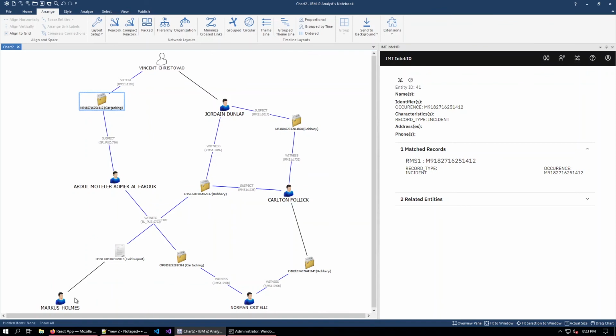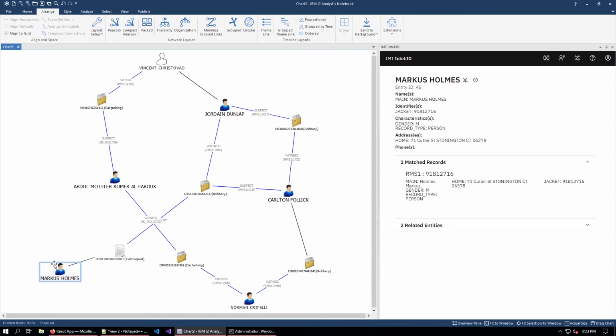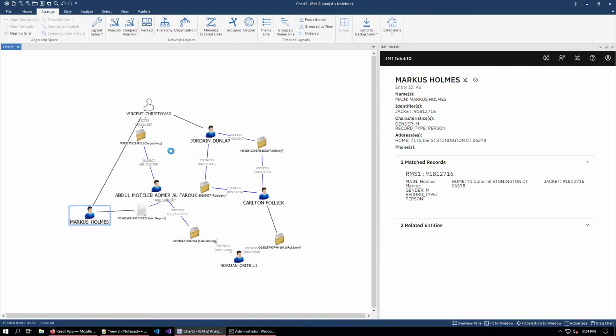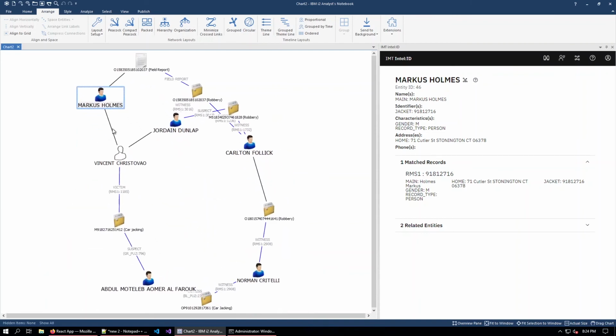Next, the analyst wants to see what else is known about Marcus Holmes and continues to walk out that path. Marcus shares an address with Vincent, who shares a phone number with Jourdain. This indicates that Marcus might be more relevant to the individuals directly involved in the original incident than we originally saw, leading the analyst to investigate further on Marcus.